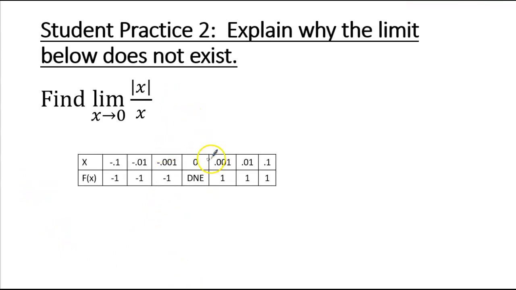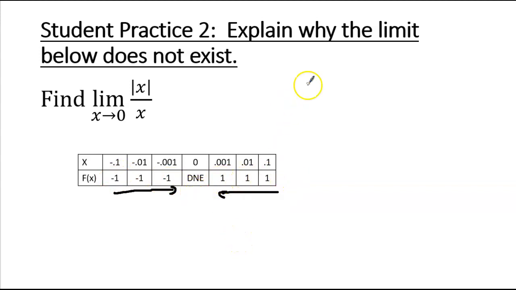Alright guys, so as you can see here, this is your table set up, and now something really interesting is happening here. It's not getting closer to something, it just literally equals something the entire time. Whether you're coming from the left or from the right, it's constantly -1 over here on the left, and it's constantly 1 on the right.